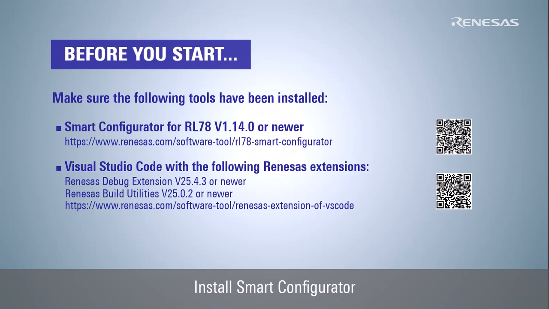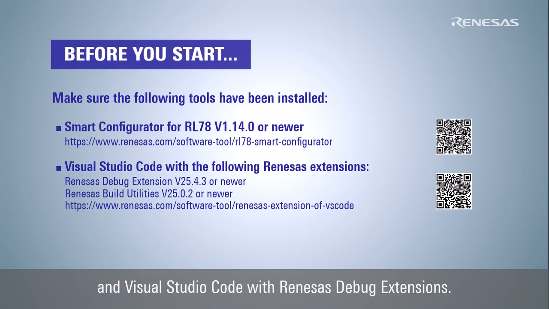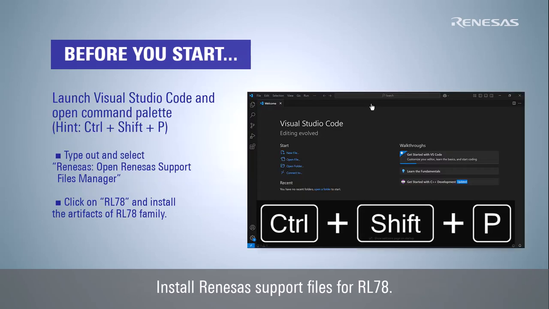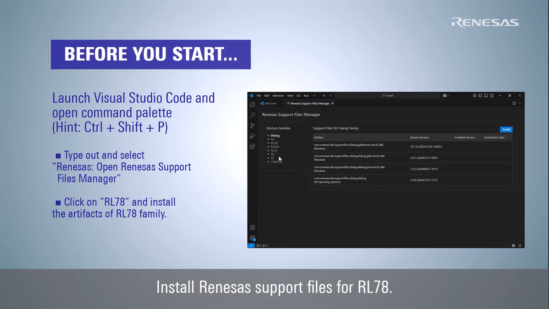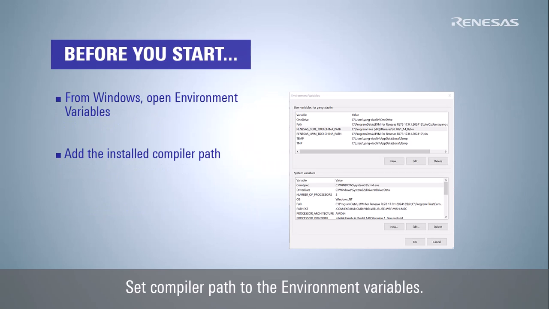Before you start, make sure to have Smart Configurator and Visual Studio Code with Renesas debug extensions installed. Navigate to the links provided in this video to download and install the necessary installers. After installation, launch Visual Studio Code and open the command palette. Select the Renesas Support Files Manager and install RL78 family-related support files. Add the installed compiler path to the environment variables.